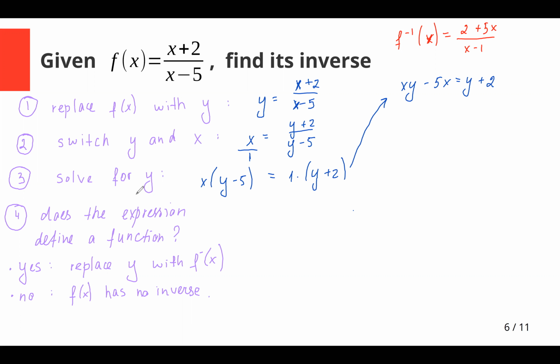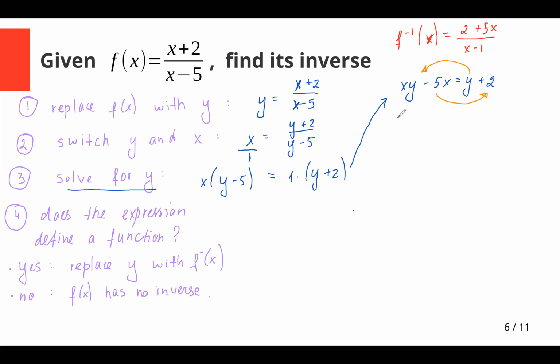Now, my goal is to solve for y. So I need to concentrate on the y's. First, I need to get them on the same side. Secondly, I need to isolate the y. Therefore, this y is going to hop on the other side. It will change the sign. And this 5x is going to change the sign and hop on the right side, right?